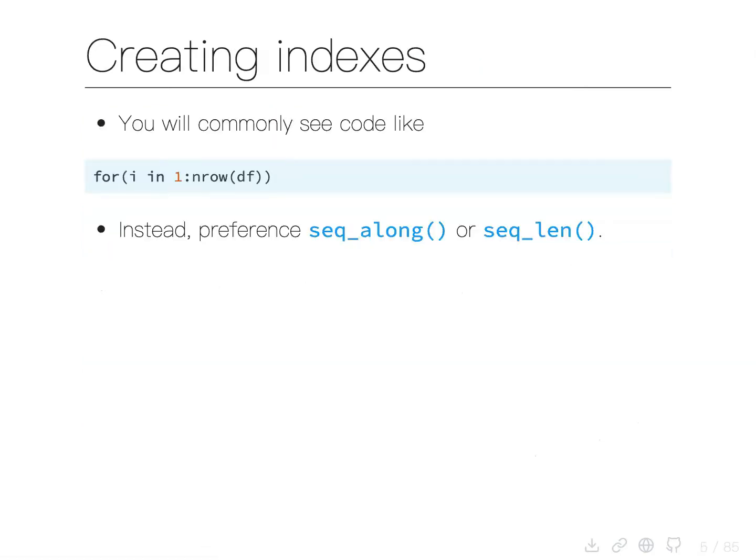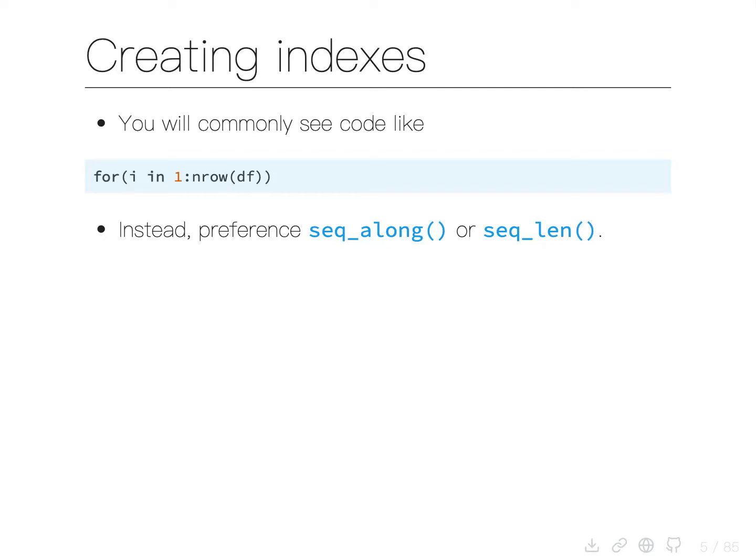All right, so let's think about creating indexes. Very commonly, you will see code like this, and you'll probably want to write code like this a lot of the time, where you have 1 colon to something, such as the number of rows or the number of columns in the data frame. Instead, I would encourage you to avoid this. This is not the biggest deal in the world, but it is a way to improve your code and make it less buggy, as I'll show in just a second.